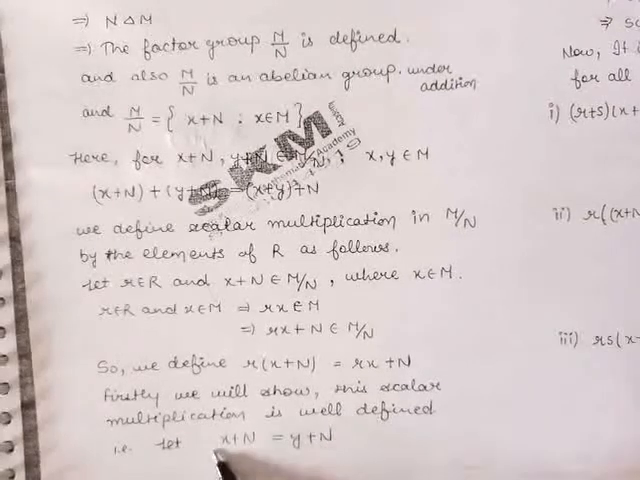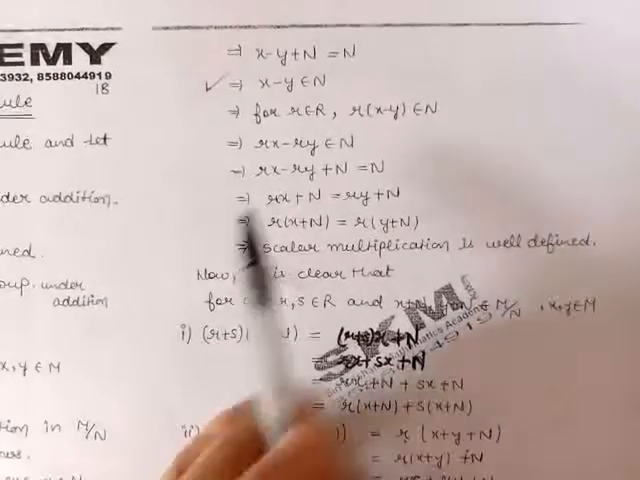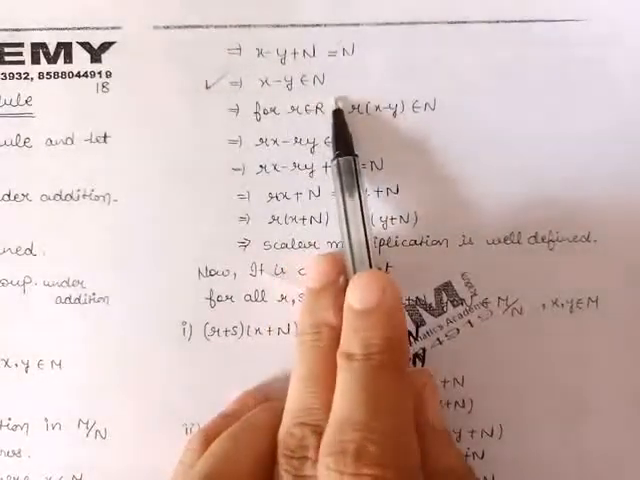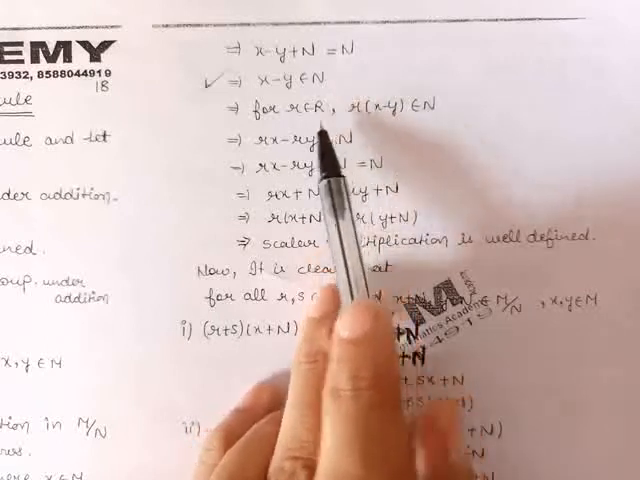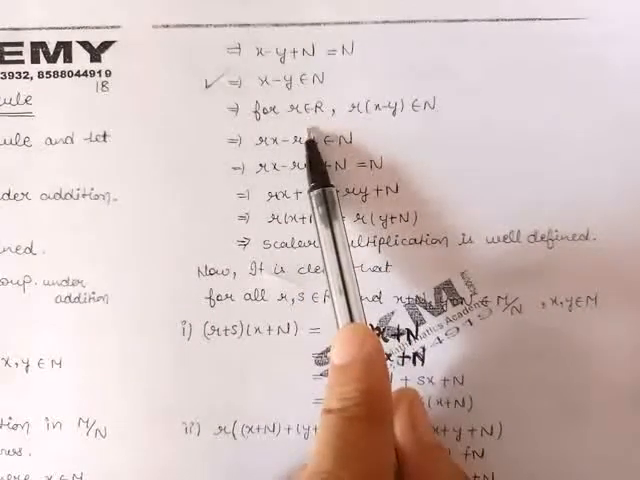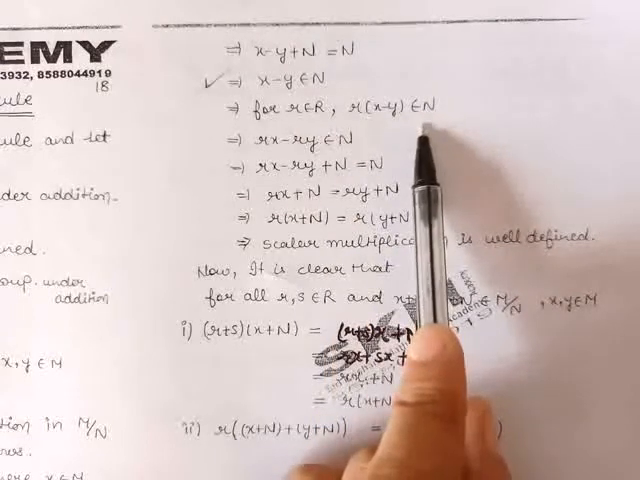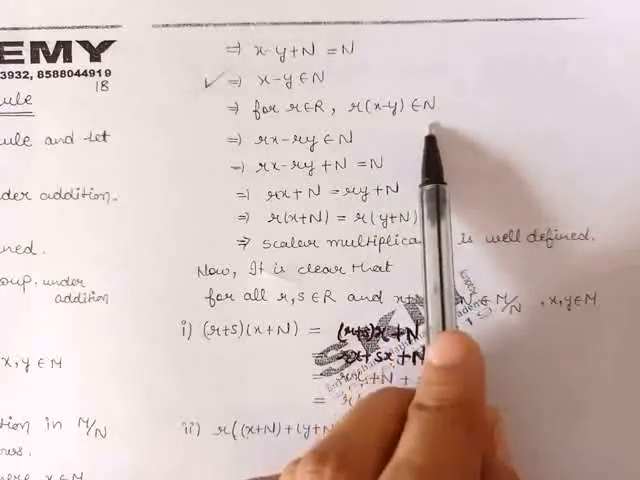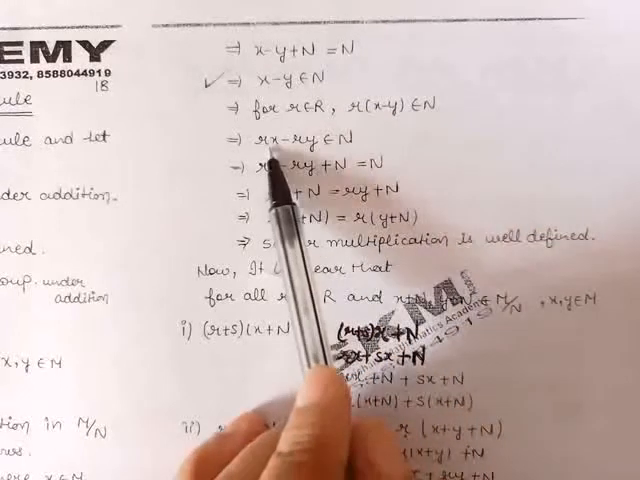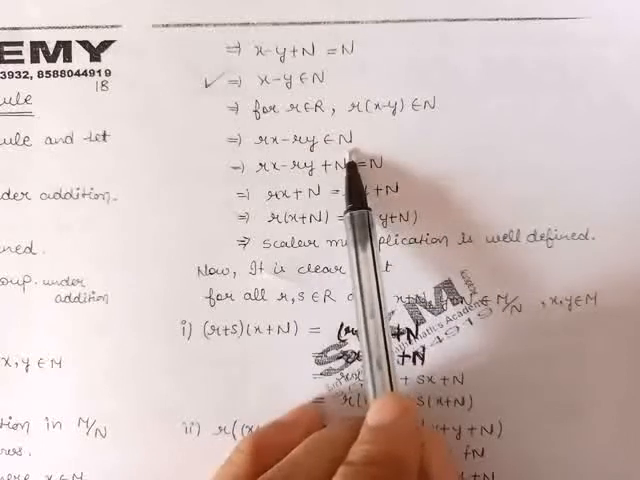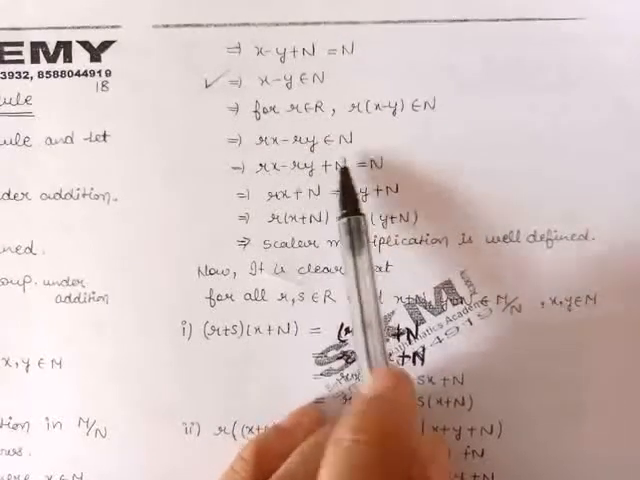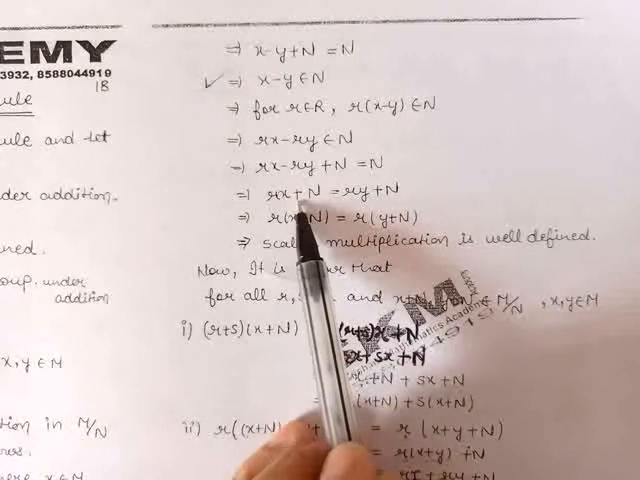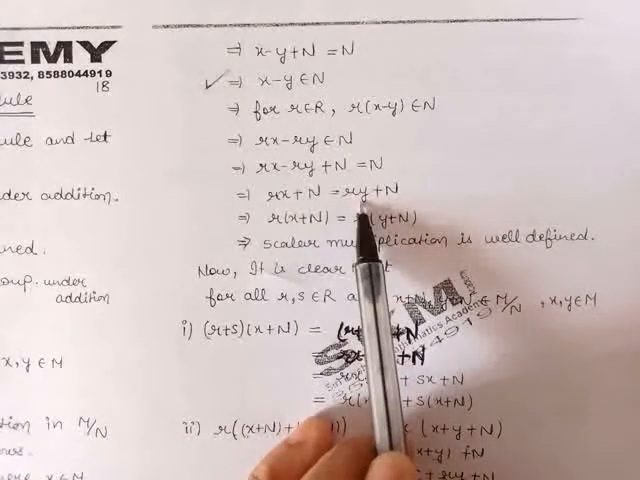And because these two cosets are equal, we can say that the difference of x and y belongs to N. Now for r belonging to the ring R, because N is a submodule of M, r into (x minus y) belongs to N. It means rx minus ry belongs to N. So we can say that the coset rx plus N is the same as the coset ry plus N.